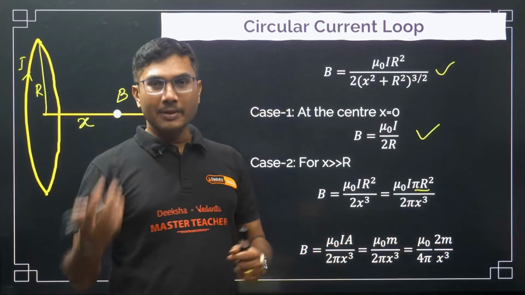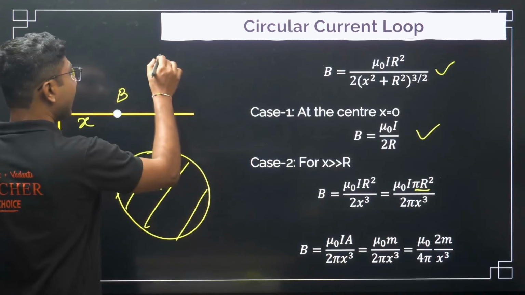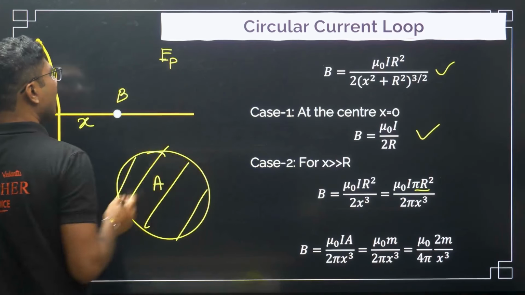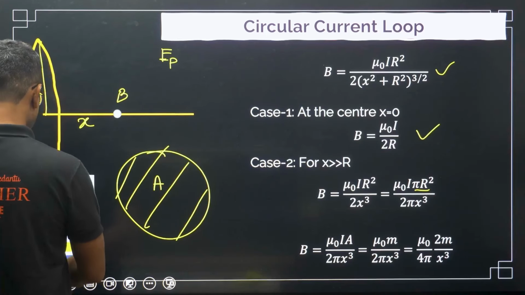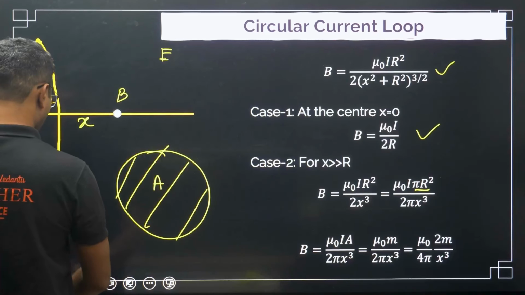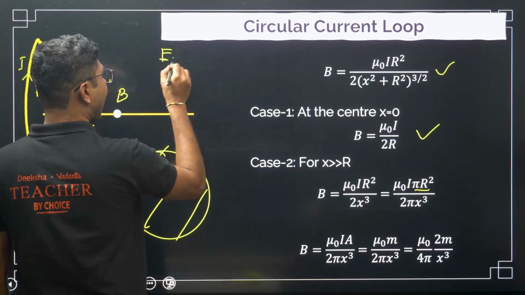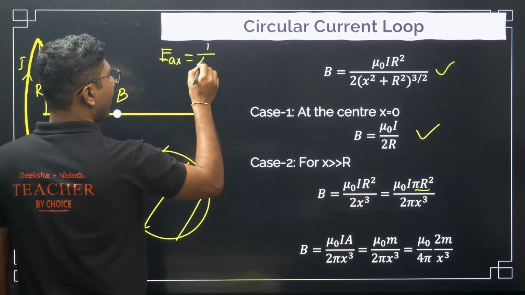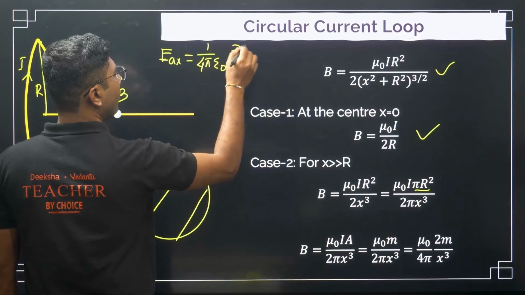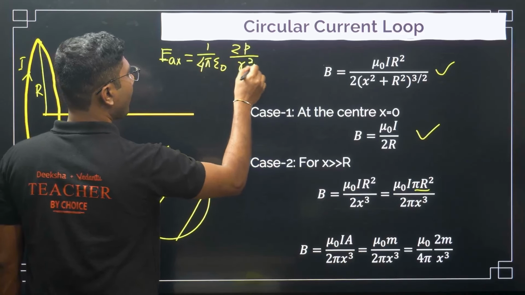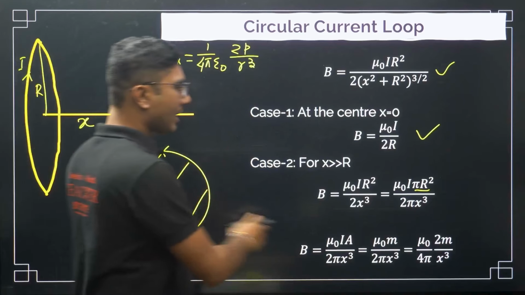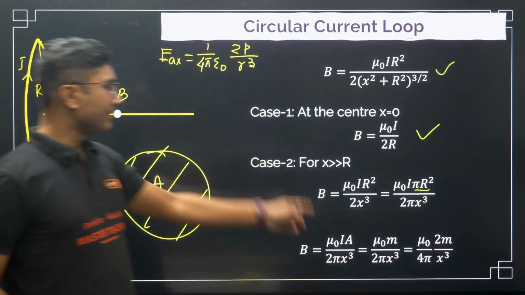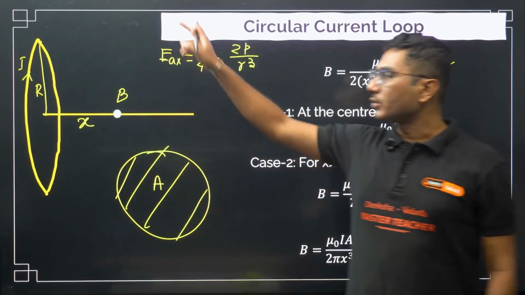Now if you remember, there was a similar expression, that is electric field due to the dipole on the axial plane. Electric field due to a dipole on its axis was given by a similar formula, right? It was 1 by 4 pi epsilon naught 2p by r cube. That was the axial case. Similar to that, here you are getting a magnetic field on the axis of the circular current carrying loop.